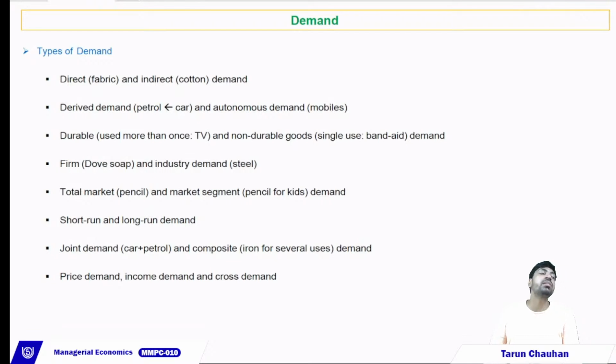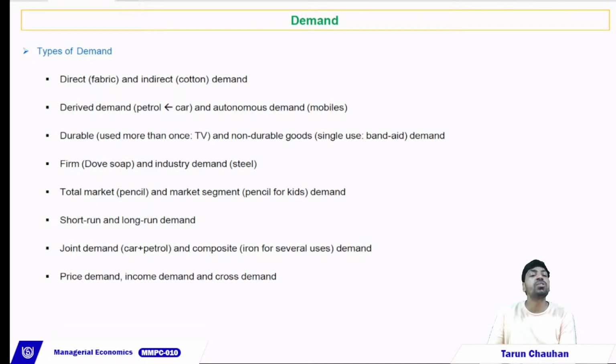Short run and long run demand. Short run demand runs for a short period of time, where the demand ends in the short run only. Long run demand will always have a demand for a long period of time, where the product is used over a long period. Short run has a very short period of time, maybe weeks or a month. Accordingly, the demand is generated and ends in the short run. That's why it's called short run and long run demand.